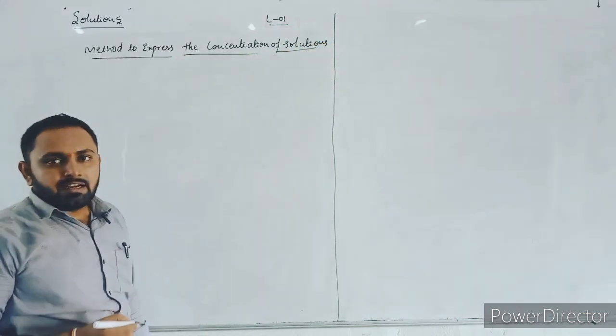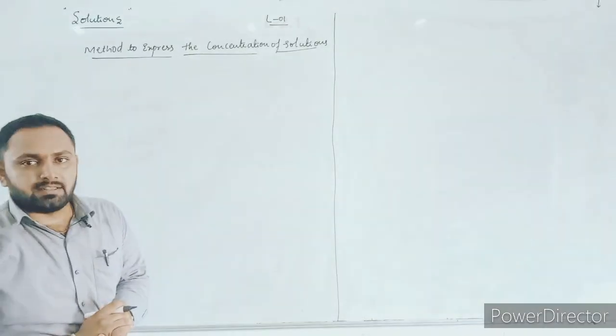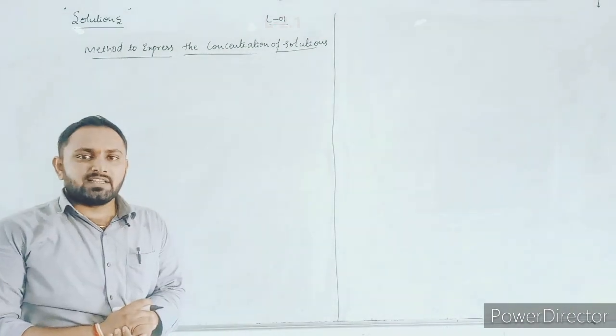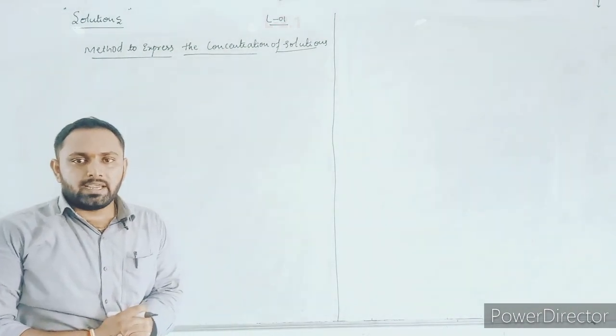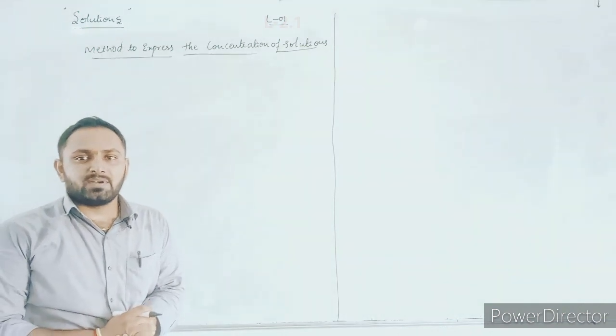Here, 7 methods are given in your syllabus. In last video, we have already discussed 3 methods. Here, the first method is mass percentage. What is mass percentage? The mass of solute in grams dissolved in 100 gram of solution is called mass percentage.